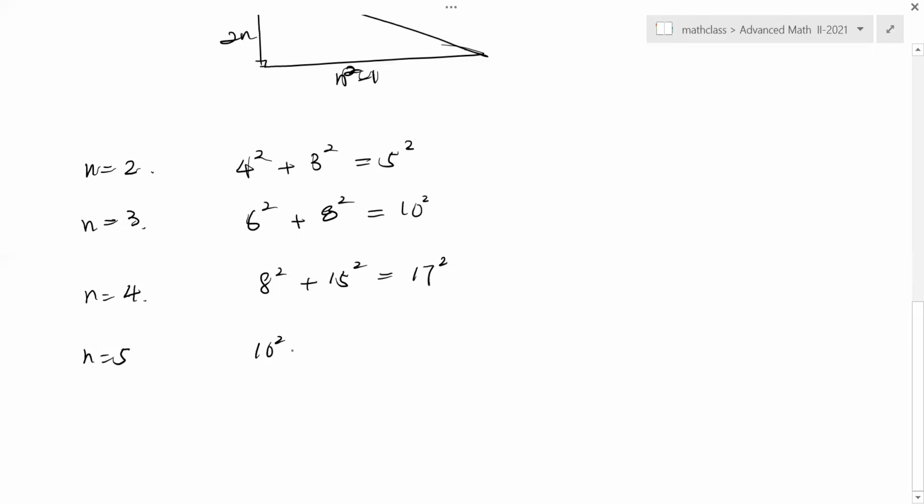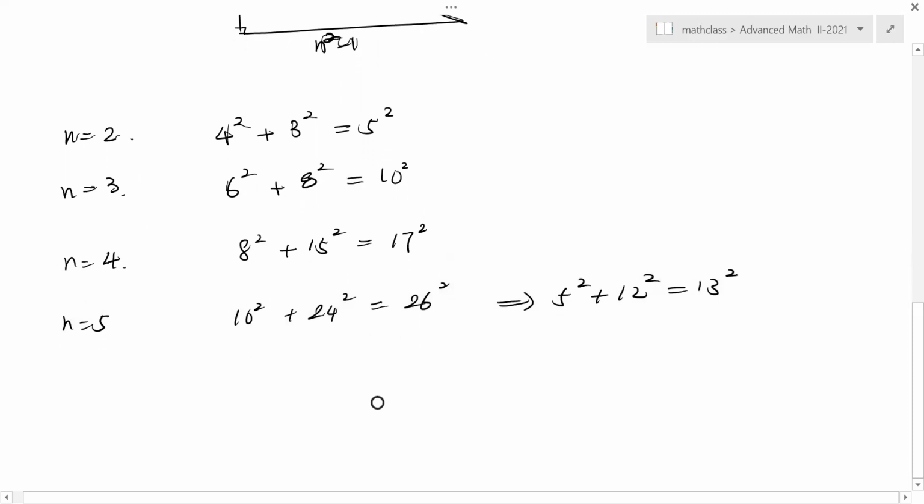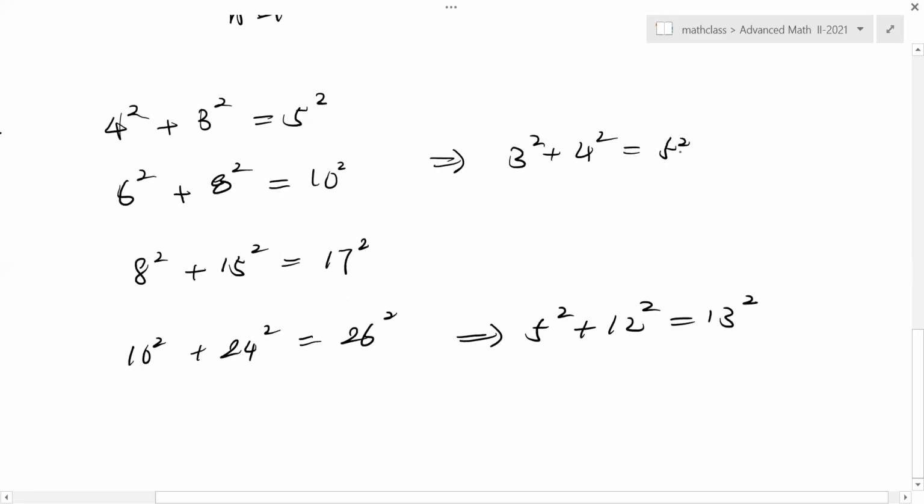Okay, that would be 10 squared, 2n. 5 squared minus 1, 24 squared. 5 squared plus 1, 26 squared. Okay, so this one can be simplified. If you divide by 2, it will be 5 squared, 12 squared equals 13 squared. This is also brand new, right? Because all the numbers are even, you can simplify. Just like here, this is simplified to 3 squared plus 4 squared equals 5 squared, and this is essentially not new.